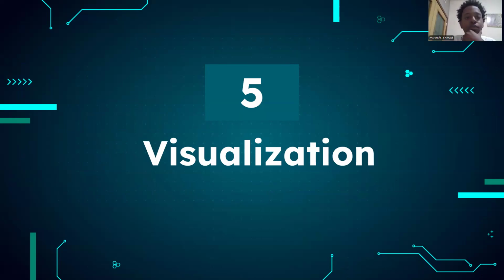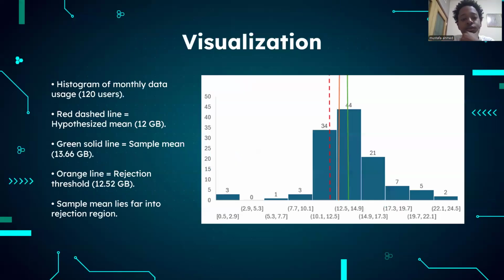Visualization. Here our histogram shows the monthly data usage. We have 120 users. Our hypothesized mean is 12 gigabytes, where the red dashed line is. Our sample mean is 13.66 gigabytes, where our green line is. And our rejection threshold is 12.56 gigabytes, where our orange line is. This shows that our sample mean lies far into the rejection region.